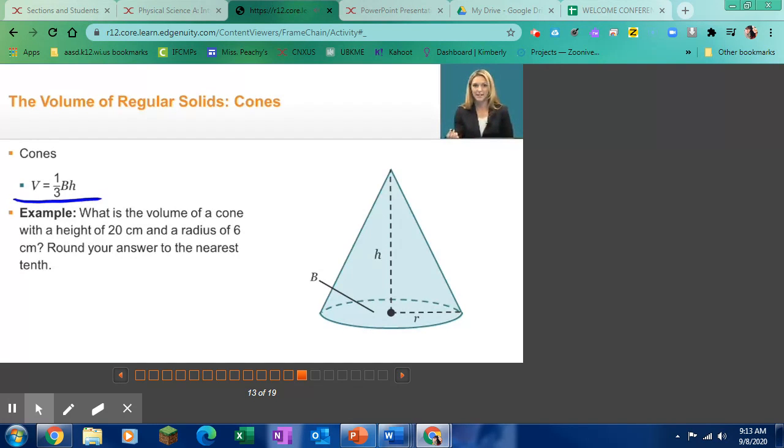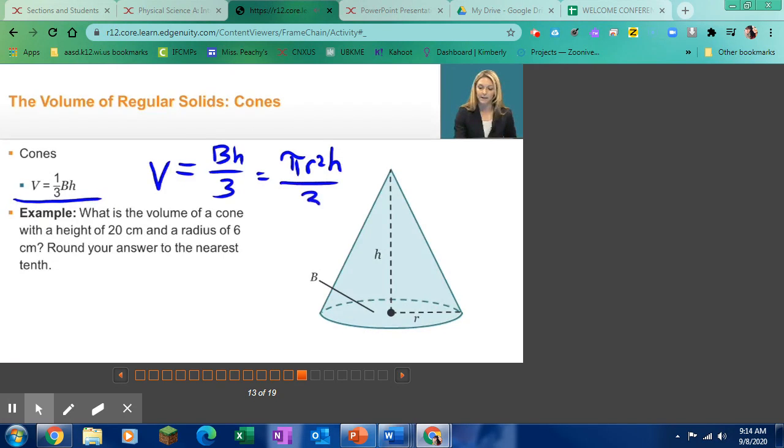Do you see the similarities between the cone and the cylinder? The cylinder formula was simply volume equals base times height. The only thing that we've changed is that it's now multiplied by 1/3, which means that it's actually divided by 3. So if we were to write this out, volume is equal to base times height divided by 3. And if you'll recall, the base is pi times radius squared times the height, and again divided by 3.